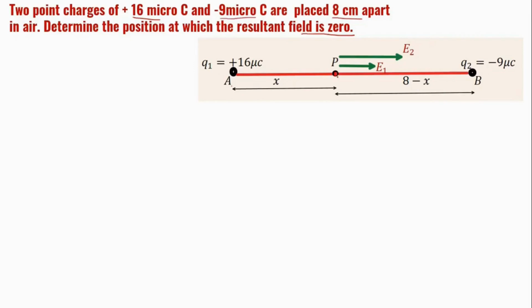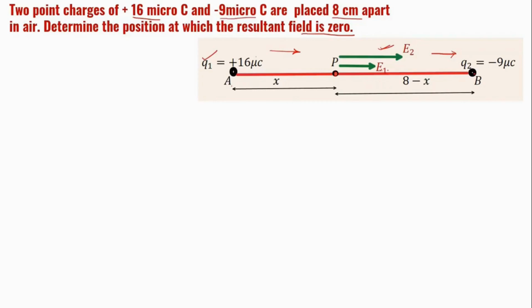Now our first target should be to find the direction of E1 and E2. Since E1 is due to the Q1 charge, which is positive, it will always point away from the positive charge. So at the point P, this is the direction of E1. Now E2 is the electric field due to Q2, which is a negative charge, so its direction will always be towards the negative charge. That is why at the point P, the direction of E2 is towards Q2. Direction of E1 is away from Q1. Keep this in mind. And now these E1 and E2 are pointing in the same direction.